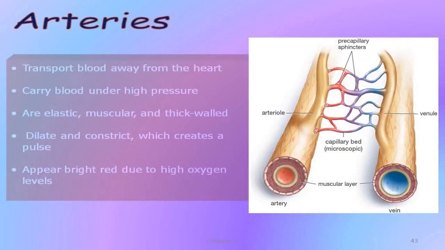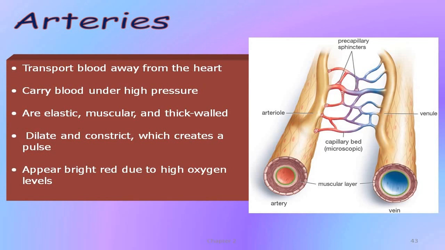Now the arteries. Their function is to transport blood away from the heart, or to take blood from the heart to all parts of the body. And this transportation is due to high blood pressure in the aorta and then in arteries and arterioles. Arteries are elastic in nature. They are muscular and thick-walled. They can dilate, or their diameter can be increased, and they can constrict, their diameter can be decreased, due to which a pulse is generated. And arteries are usually red in color due to the high oxygen present in arterial blood.